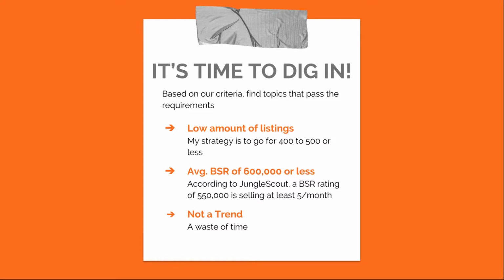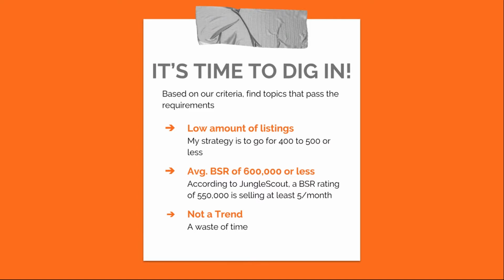With the rest of the listings, go to Amazon.com and search that topic that you have and see if it passes the criteria, the requirements here. My personal strategy is to have a low amount of listings. Like I said, I want to go for 400 to 500 or less. My average BSR requirement is 600,000 or less.